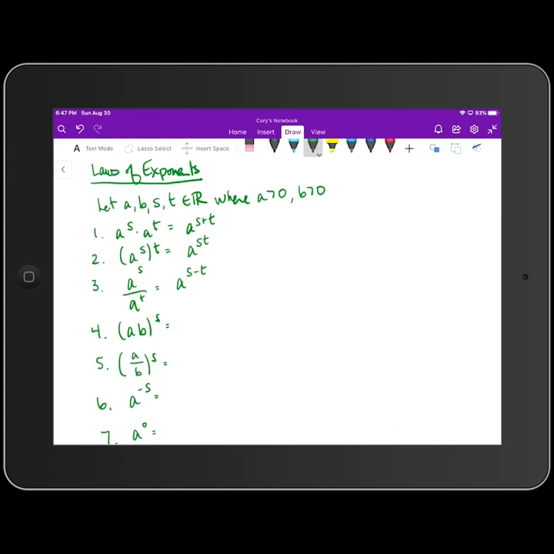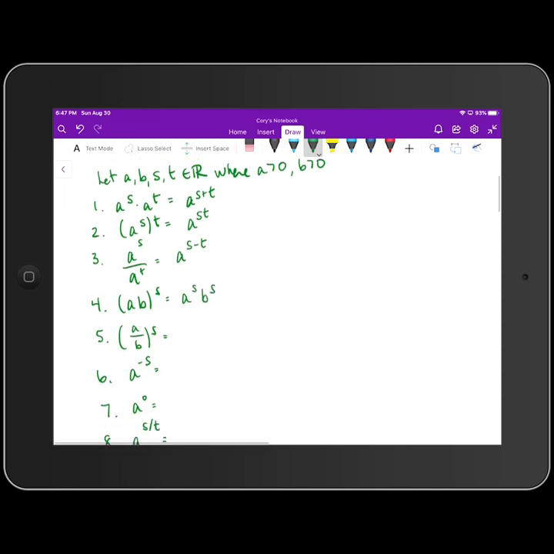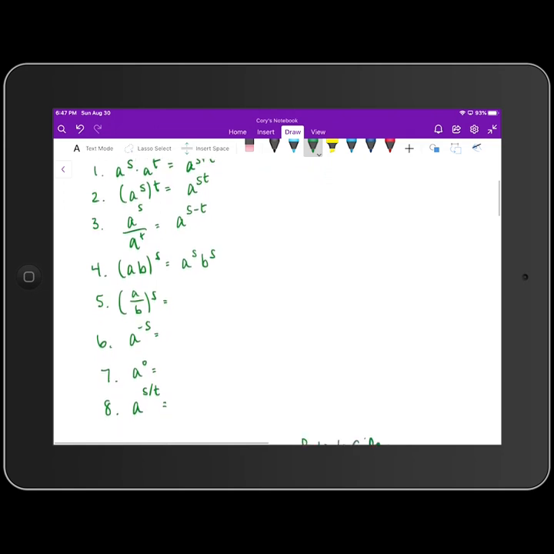All right, law number 4 says if we have A times B, and we're raising that quantity to the S power, so if we have a product raised to a power, I can think of distributing the exponent across each of the factors. So that's going to be A raised to the S power times B raised to the S power. Same thing if we have a quotient raised to the S power. If I apply the exponent to both the numerator and denominator, that's going to be equivalent to A raised to the S power divided by B raised to the S power.